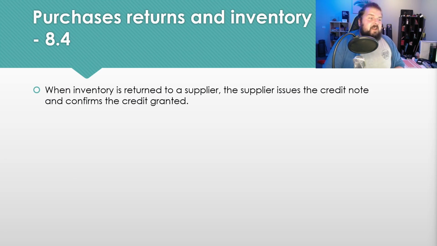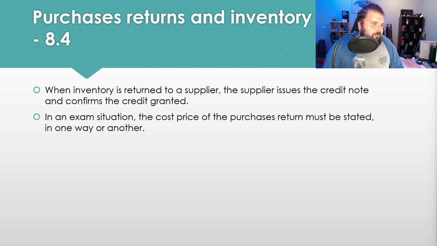Now, next step, looking at purchase returns and the inventory cards. So this is 8.4 in terms of our book. When inventory is returned to a supplier, the supplier issues a credit note and that confirms that credit's granted. Now, in an exam situation, the cost price of purchases return must always be stated in one way or another. So this is when we are returning inventory that we have purchased.